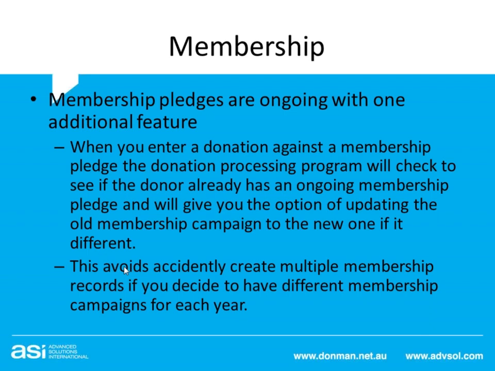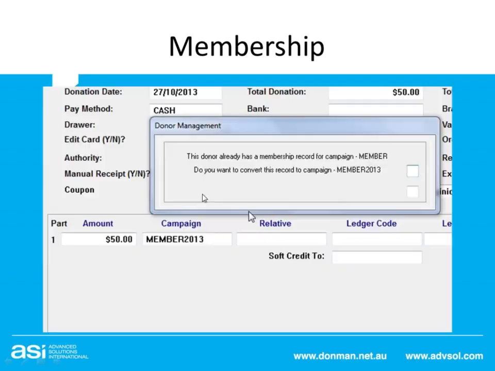But if your organisation decides that you want to closely look at membership and see all the people that have joined in a particular year, and have campaign codes like Member 12, Member 13, Member 14, so that each year your membership campaign changes. Now, if you were to pay the pledge payment to a new pledge each time, the danger is you would leave the old pledge looking like it hadn't been paid off. And so what Donman does in the donation processing program is if you enter a membership campaign, a little box pops up and says, this donor already has a membership campaign for record member.